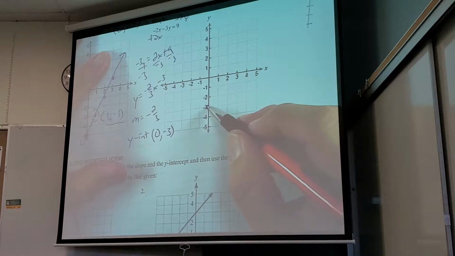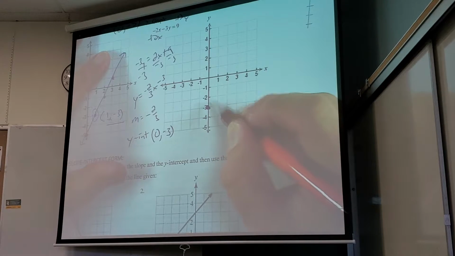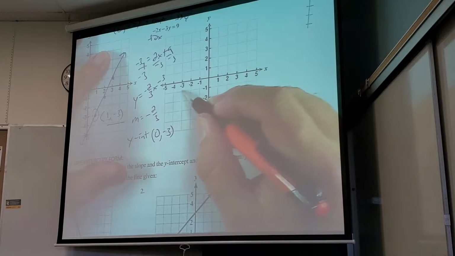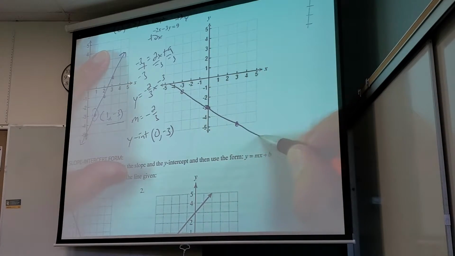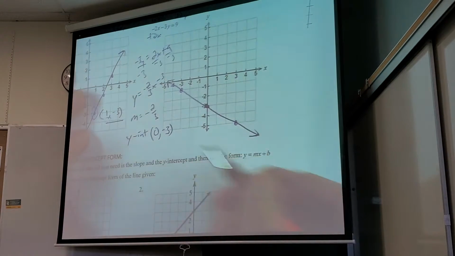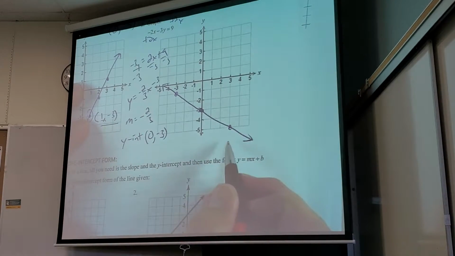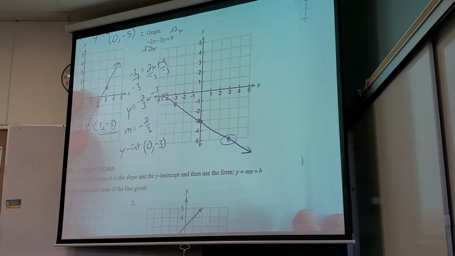Down 2, over 3, or I could do what? Up 2, back 3. And see, that's the same line. So that problem is done. And again, if you want to take that point, plug a 3 in, you better get a -5 out. You can check that. All right.